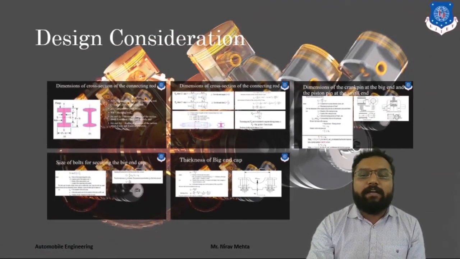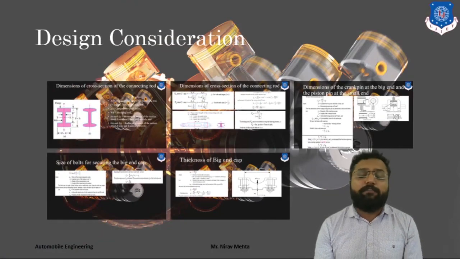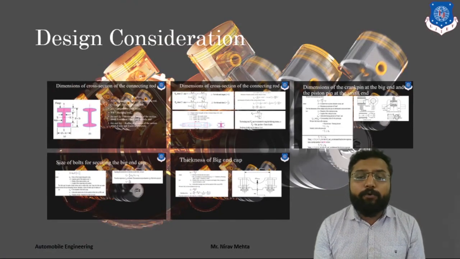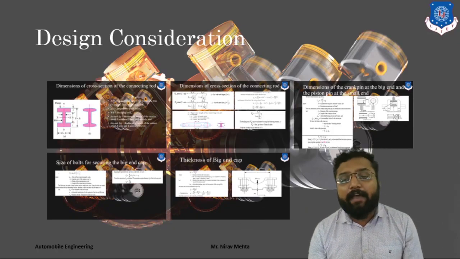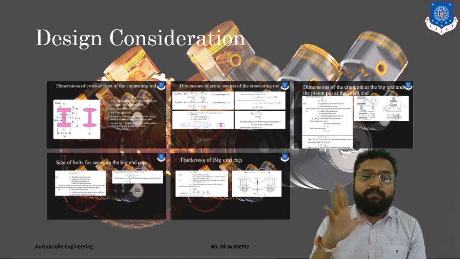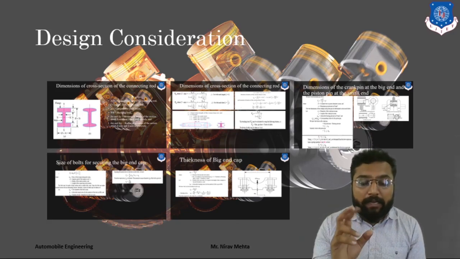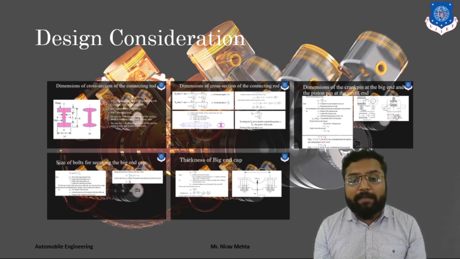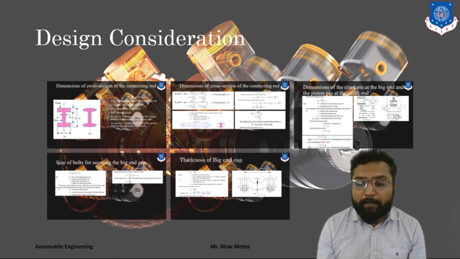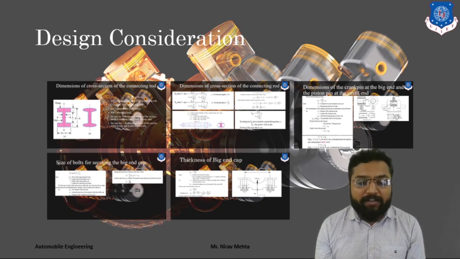Clear? So this was our design procedure for the connecting rod. I hope you have understood it very well. We have designed this component in 5 parts. One is the cross-section area, another is the big end and small end bearing, the third is to find the dimensions of the bolt, and ultimately we have found the dimensions of the big end cap. I hope you have understood this very well.